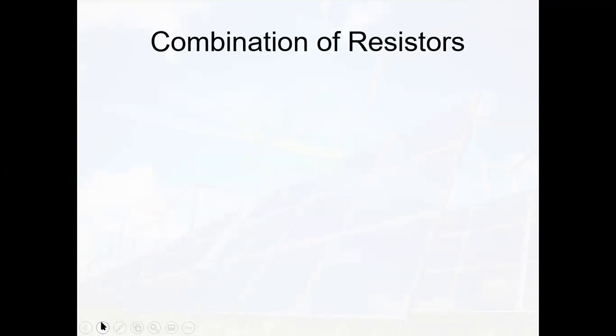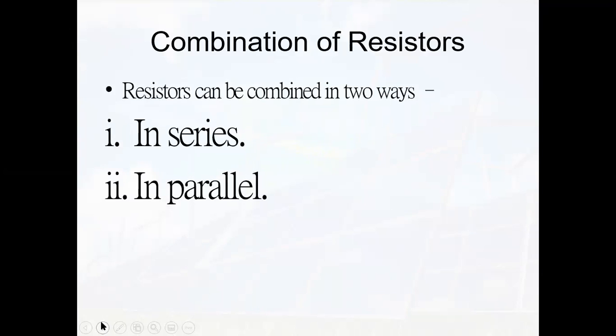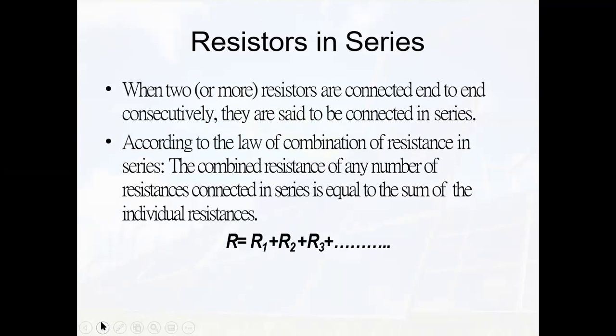Now, combination of resistors. Resistors can be combined in two ways. First in series, another is in parallel. Now first we will discuss resistors in series. When two or more resistors are connected end to end consecutively, they are said to be connected in series.